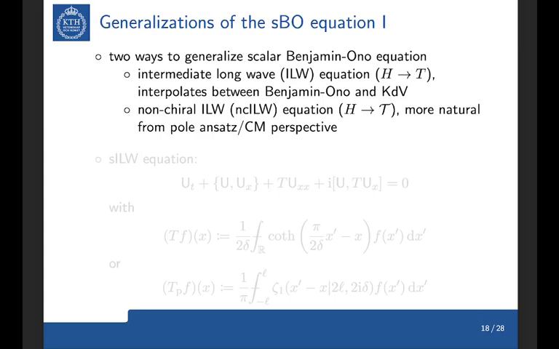The first is to replace the Hilbert transform with a hyperbolic generalization of the Hilbert transform called a T-transform. So this gives the intermediate long wave equation, which is a very interesting equation in its own right. It has a free parameter delta coming from this T operator, and by taking limits with respect to delta, we could recover both Benjamin-Ono and KdV in different limits.